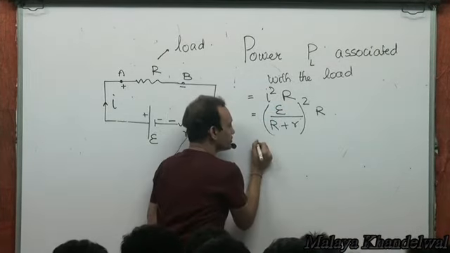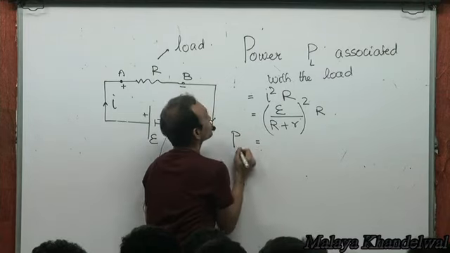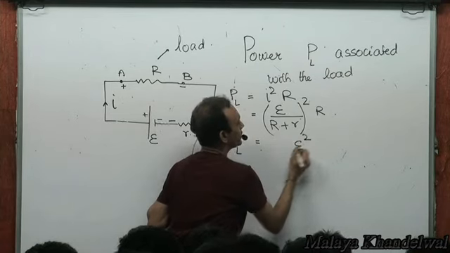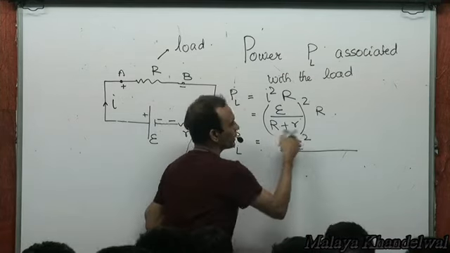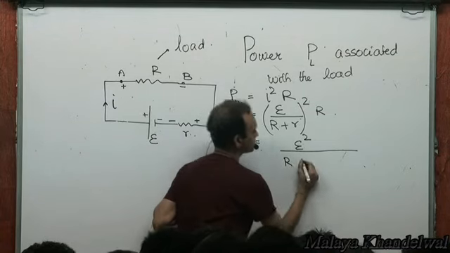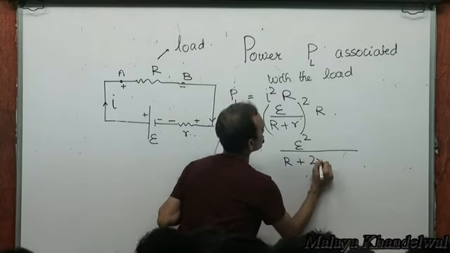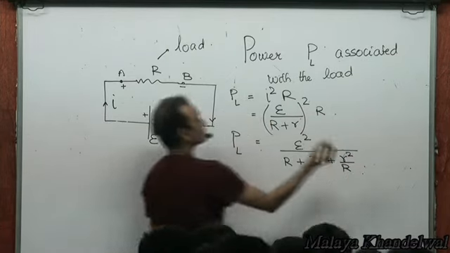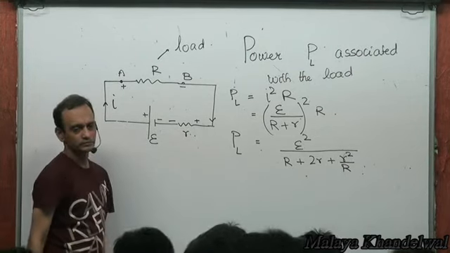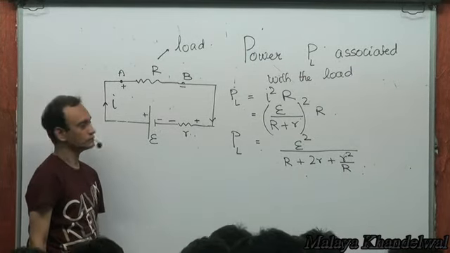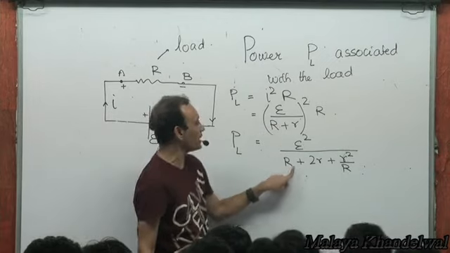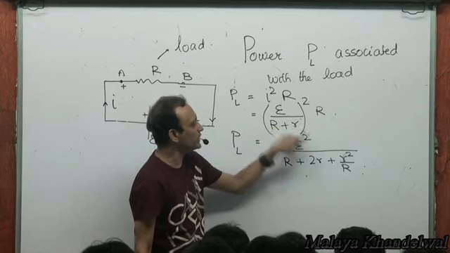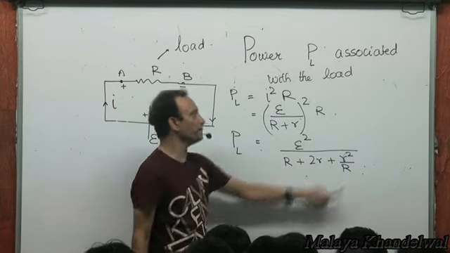One thing that you can see from here is, this is the power across the load, PL, epsilon squared divided by, on dividing by R, R plus 2r plus r squared by capital R. This is what you get. Do you realize that? See, capital R squared divided by R will give me this. The middle term 2rR divided by capital R will give me this. And then r squared divided by capital R. Right?